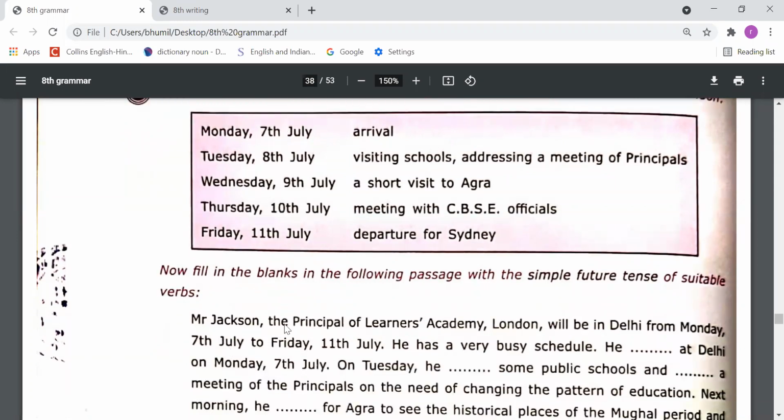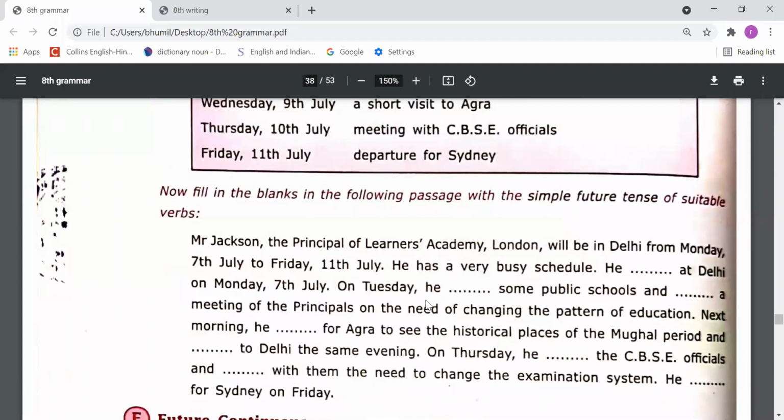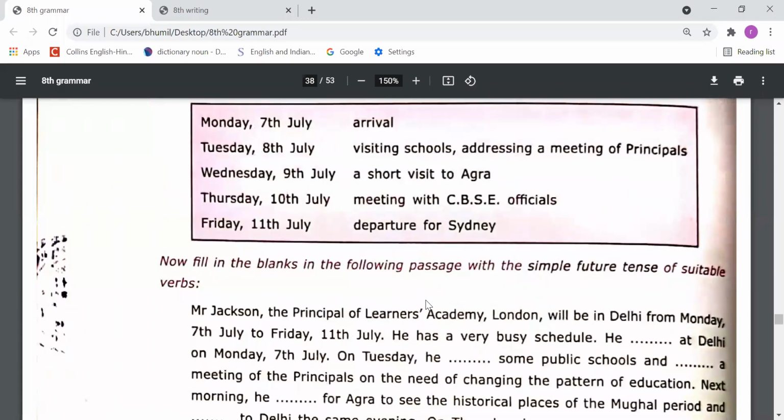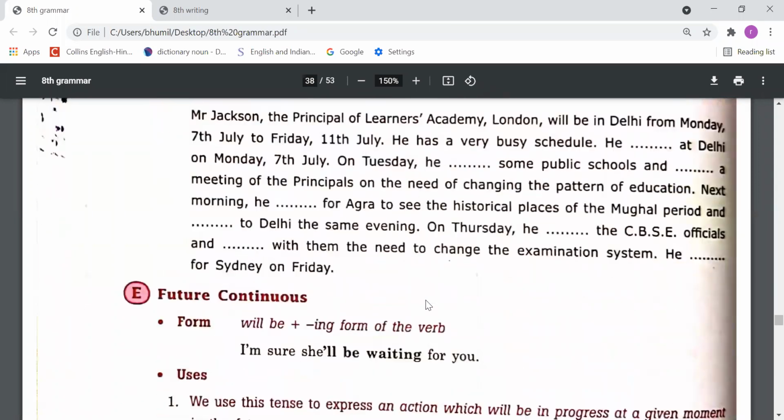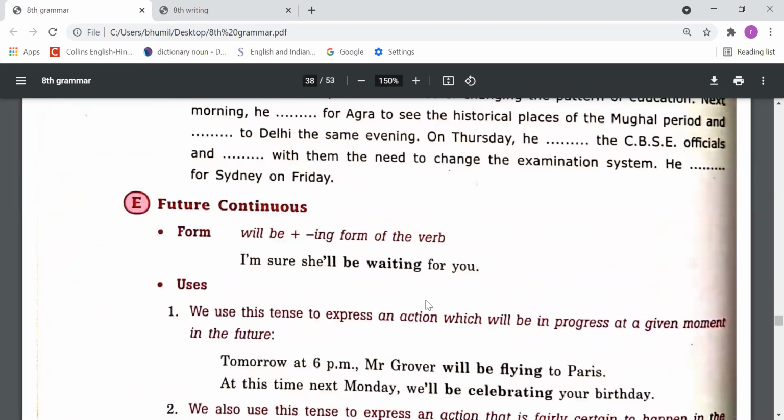Now fill in the blanks in the following passages with the simple future tense of suitable verbs. So dear students, you need to use simple future tense. It's very simple to use. For the helping verb, meaning auxiliary verb, we have to use will, and for the main verb you have to fill in the root form, because we know that in simple future we have to use the root form, meaning base form.